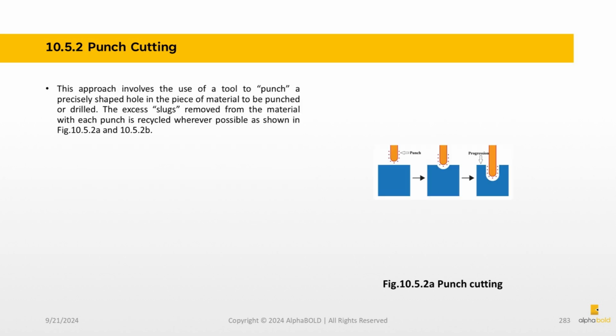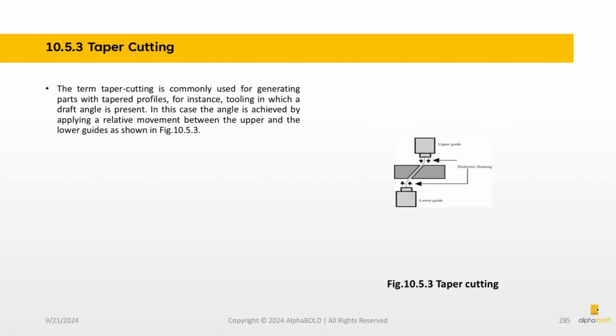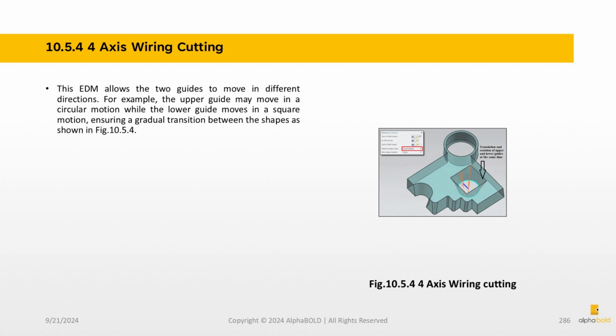Punch cutting approach involves the use of a tool to punch a precisely shaped hole in the piece of material to be punched or drilled. The excess slugs removed from the material with each punch is recycled wherever possible. The term taper cutting is commonly used for generating parts with tapered profiles, for instance, tooling in which a draft angle is present. In this case, the angle is achieved by applying a relative movement between the upper and the lower guides.